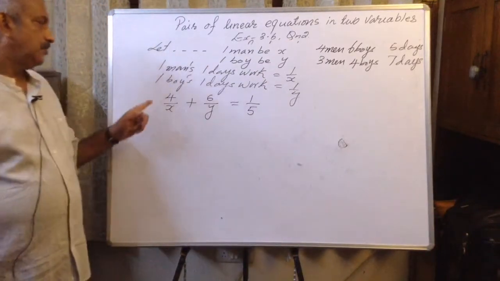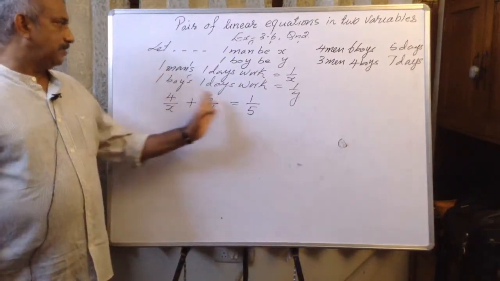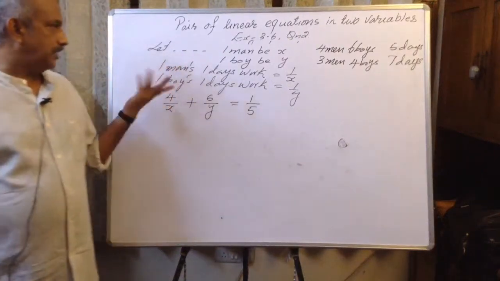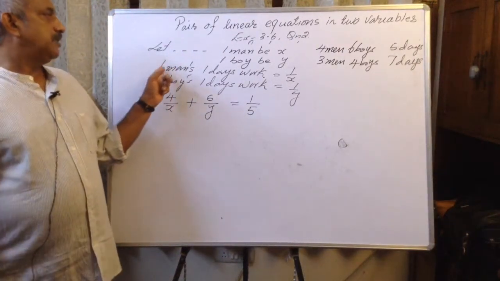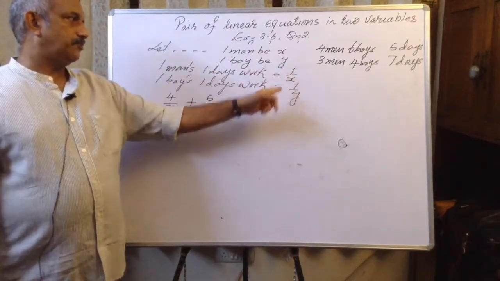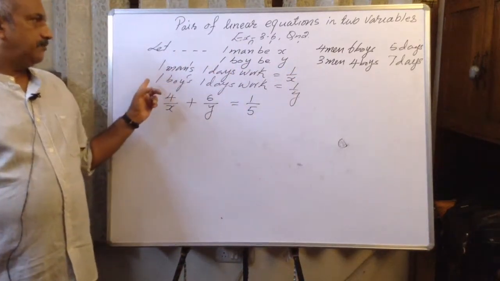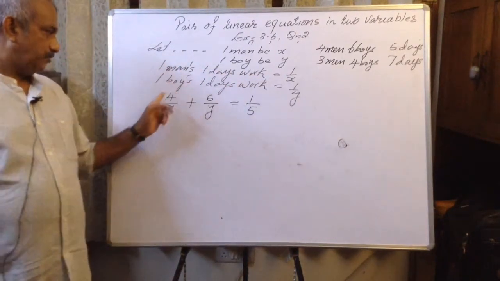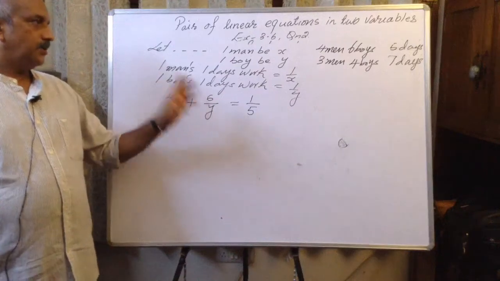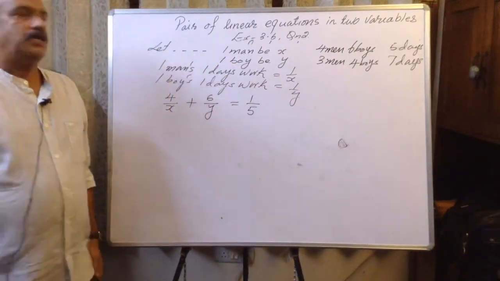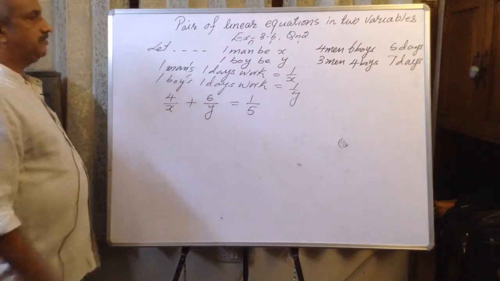See once again. I didn't write complete, just directly. You can write the equation directly also, no problem. Last question we did that way. See, 1 man's 1 day's work 1 upon X. So 4 men's 1 day's work 4 upon X, and 6 boys' 1 day's work 6 upon Y. Together 4 upon X plus 6 upon Y. Now together they can complete in 5 days. So 1 day's work will be 1 upon 5. So you will get the first equation.